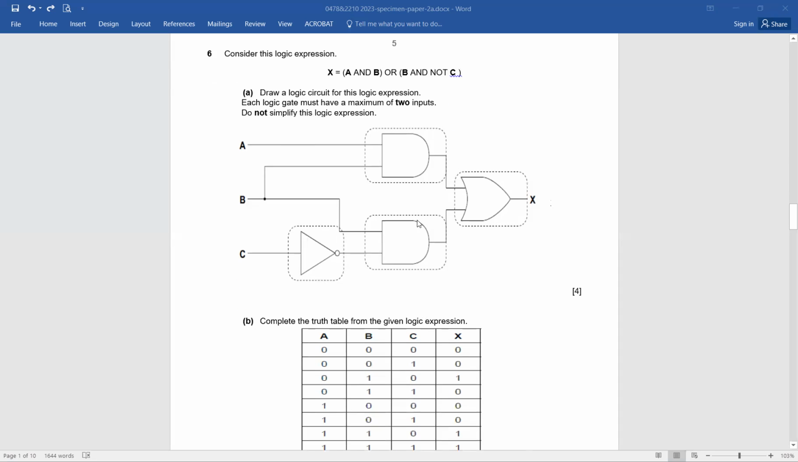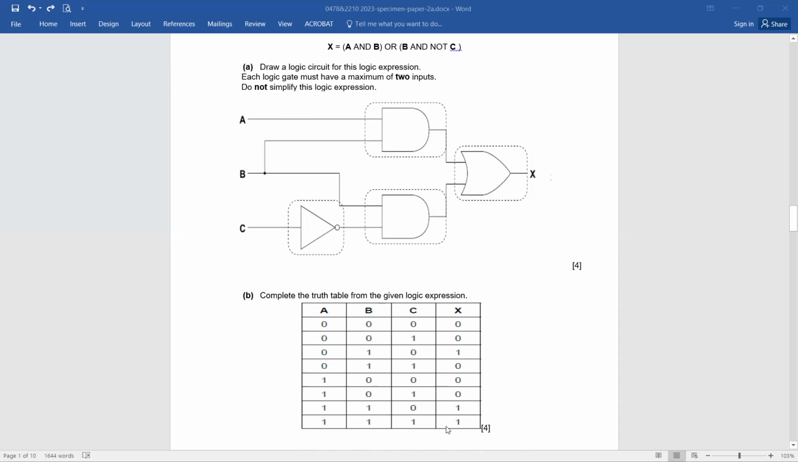If you have drawn the circuit properly, then the final outcome will be: 000 will be a 0, 001 will be a 0, 010 will be a 1, 011 will be a 0, 100 will be a 0, 101 will be a 0, 110 will be a 1, and 111 will be a 1.